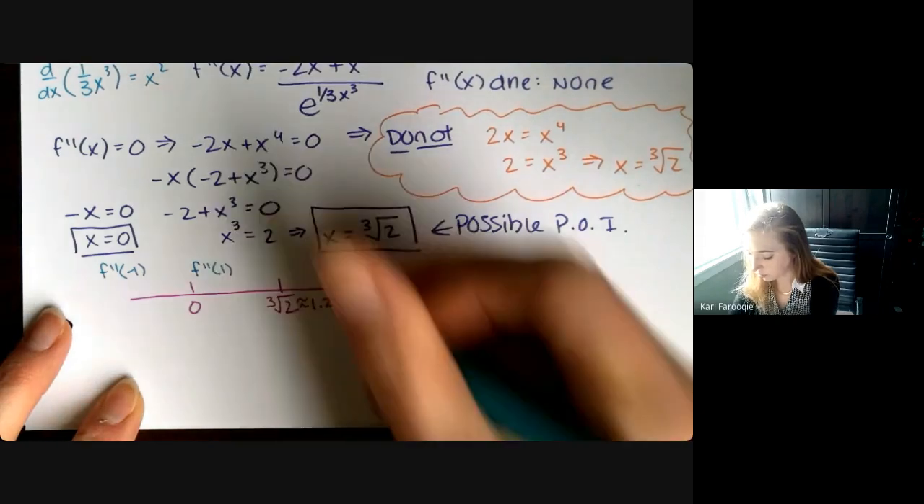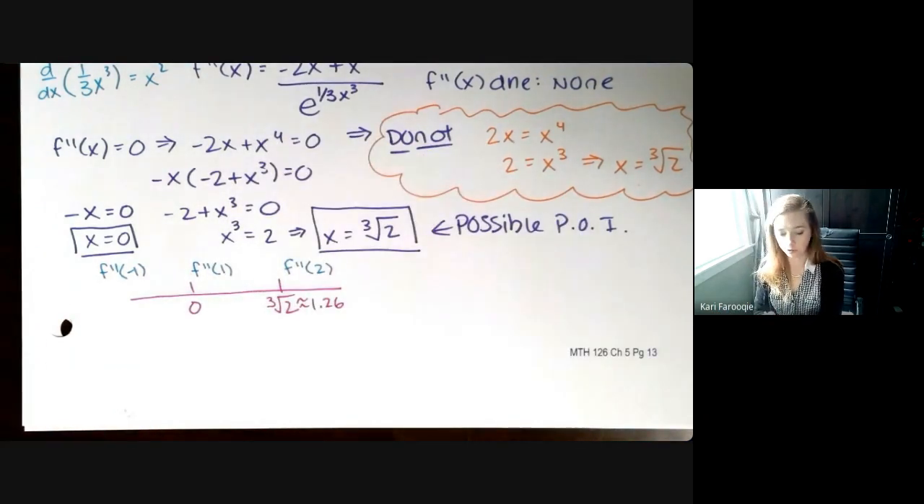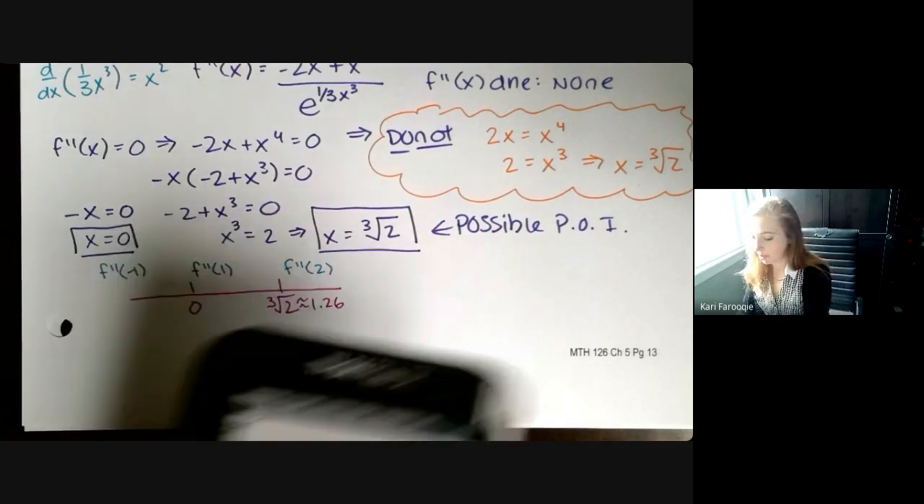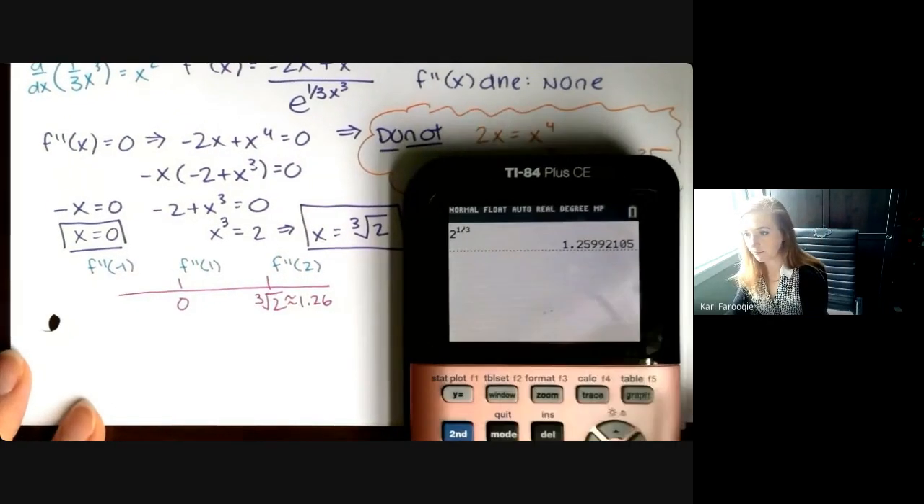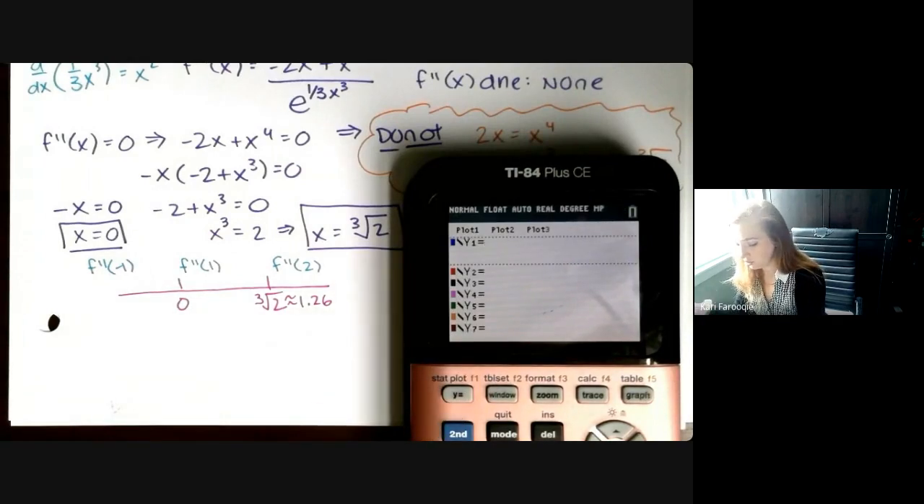And then the next one I'll test is 2. So we'll do all 3 of those. I'm just going to put these in my calculator. That will be, I think, the easiest thing to do. Oh, I should have kept that in there. But that's okay. F double prime is -2x.